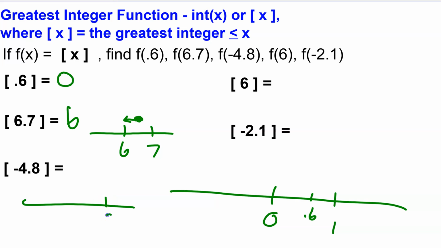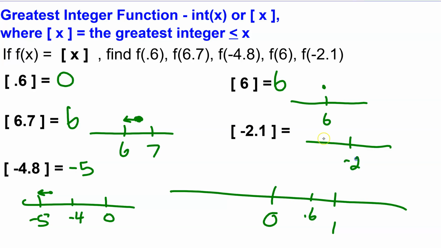The greatest integer, this would be negative 4 and negative 5. So the greatest integer less than or equal to negative 4.8, which is right here, is going to be negative 5. The greatest integer less than or equal to 6 is 6. And then negative 2.1 is going to be right here. So the greatest integer less than or equal to negative 2.1 is negative 3. So you're just looking to the left of where the number is on the number line, so it's less than or equal to it.